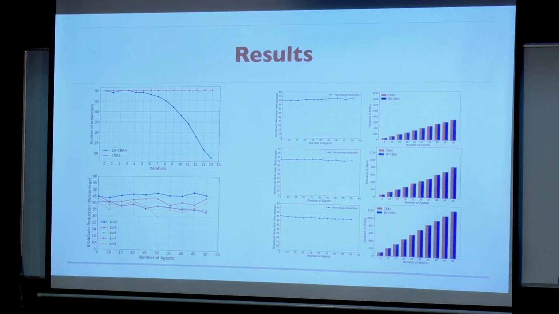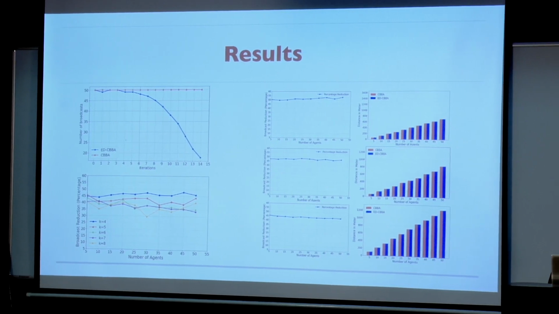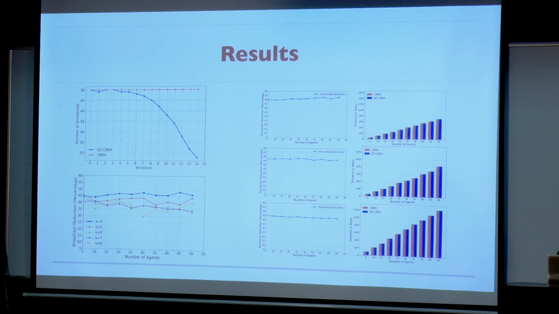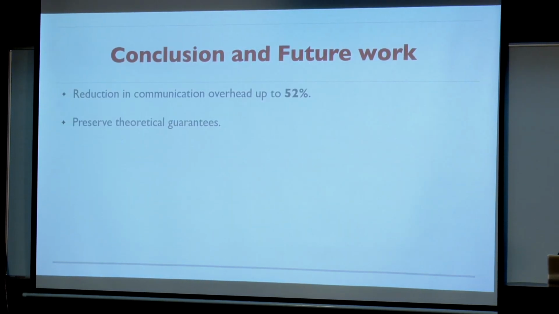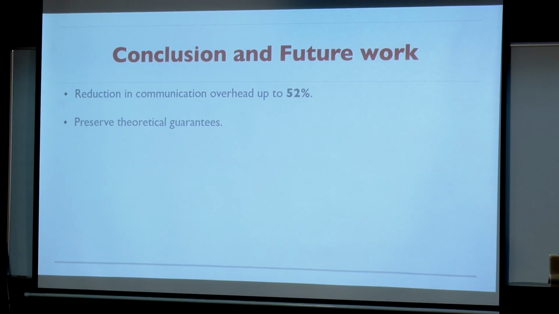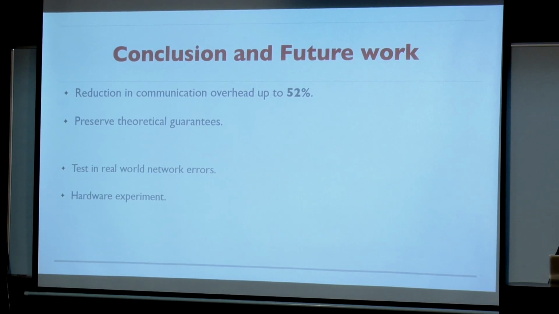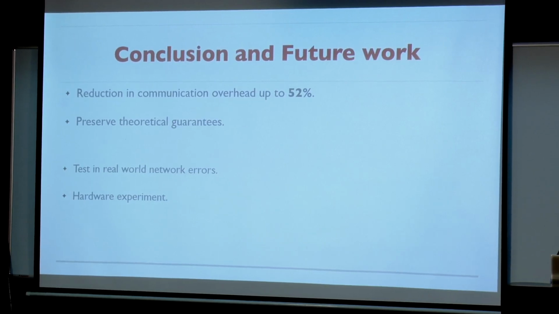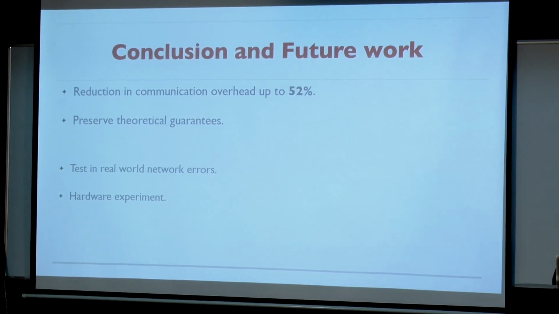Without compromising on the solution quality, we get good results in communication, and we achieve up to 52% reduction in the communication. We also proved by theorem that EDCBBA preserves the theoretical guarantees. For future work, here the communication was ideal, but in future we are taking real-world effects like bit error rate and packet error rate, and how it will perform when we consider an ad hoc Wi-Fi network. We're also planning to do a hardware experiment. Yeah, thank you.